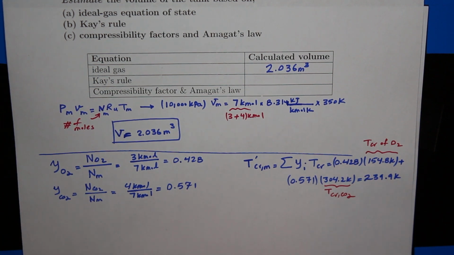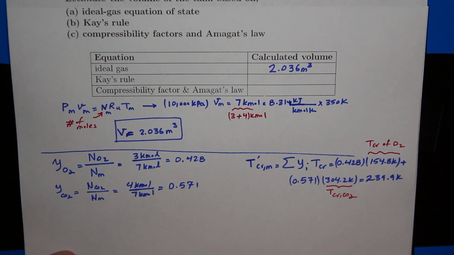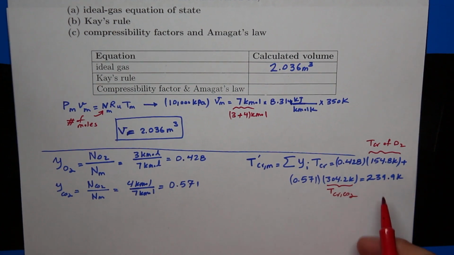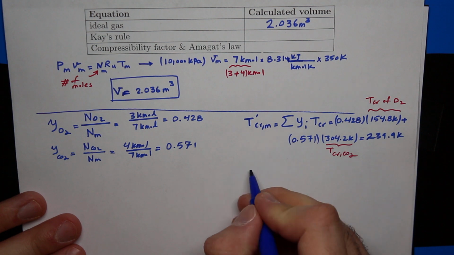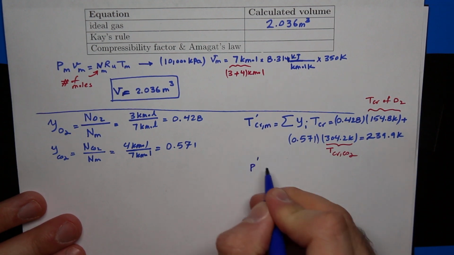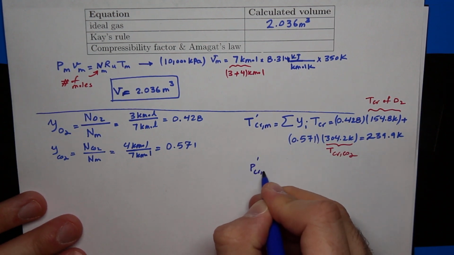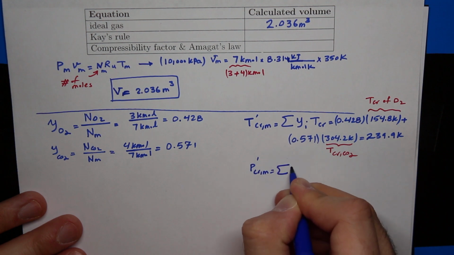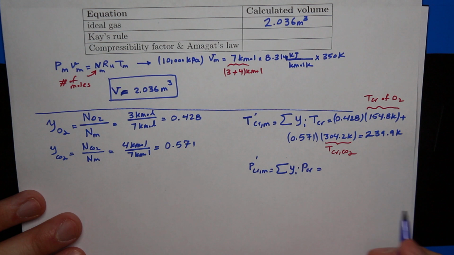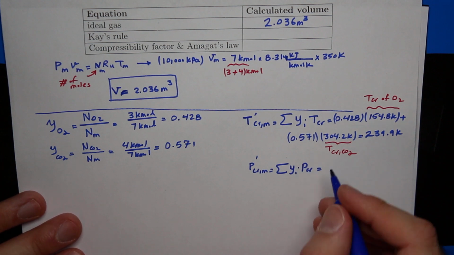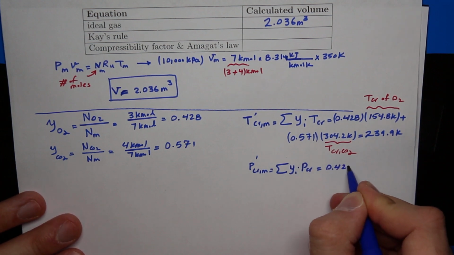Okay, now my pseudo pure substance, you can call it whatever you want, has the critical temperature of 239.9 Kelvin. I do the same thing for the pressure. So that means my pseudo pure substance will have a critical pressure of sigma YI P critical of each of the components. All right. So once again, for oxygen, YI is 0.428.